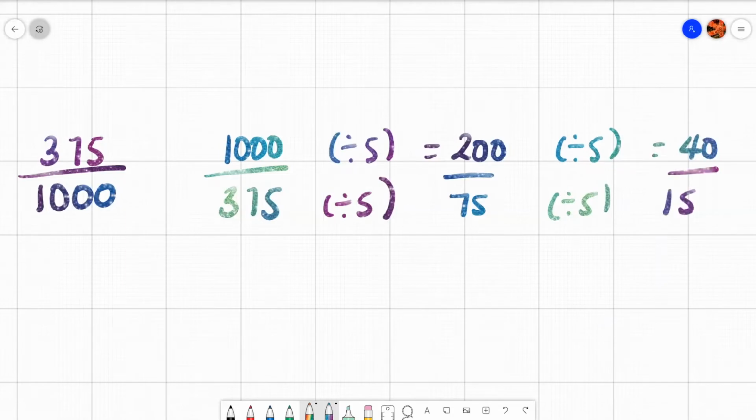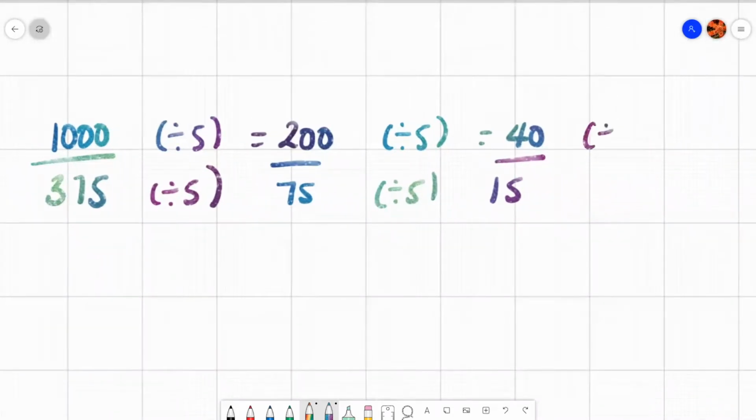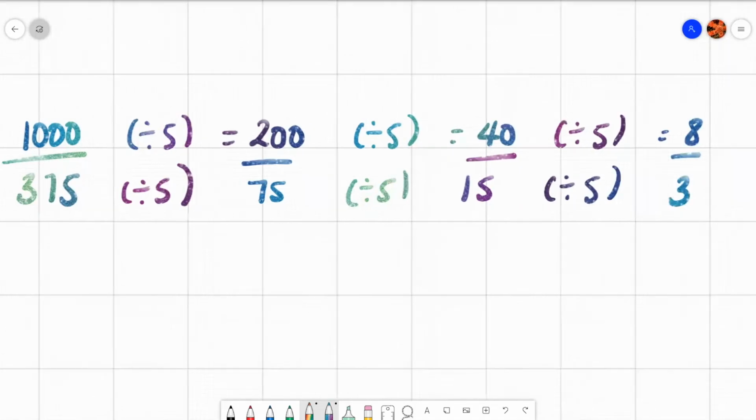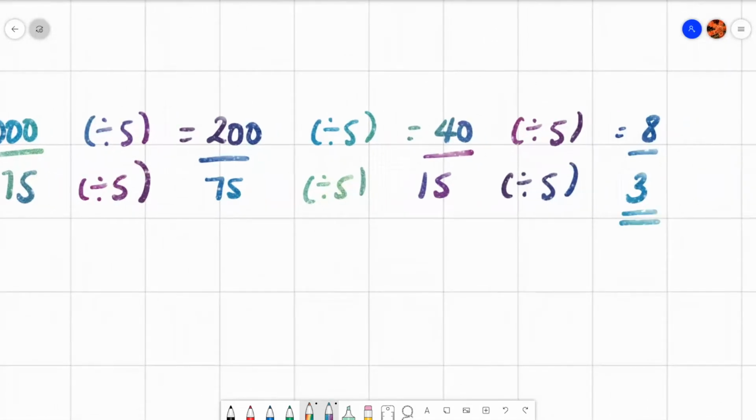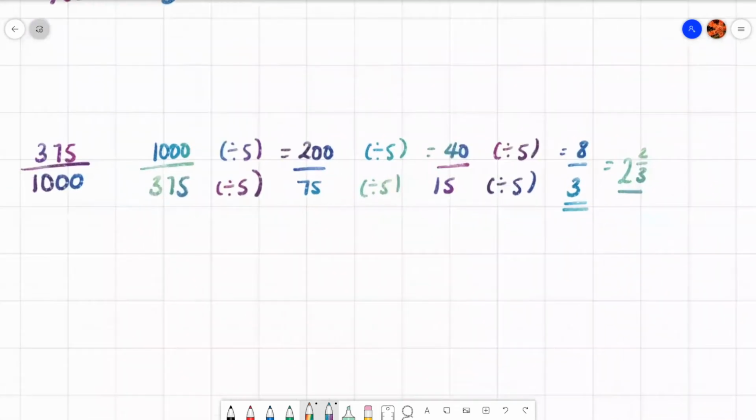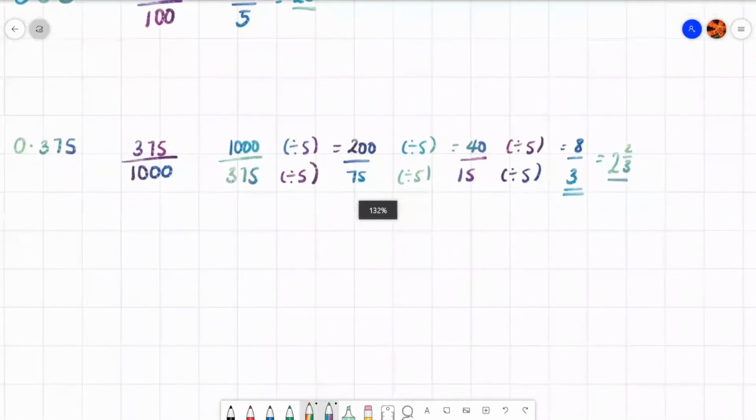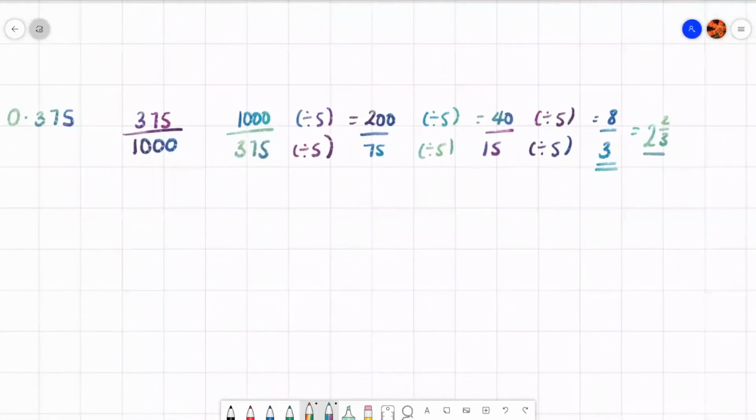Again, I'm going to simplify this fraction. I'm going to divide by 5 and divide by 5, and I'm left with 8 over 3. And you can leave it as that if you wish to, or you can write that as a mixed number, which becomes 2 and 2/3. So we're going to say the reciprocal of 0.375 is either 1000 over 375, or if you want the simplified answer, 8 over 3, or 2 and 2/3.